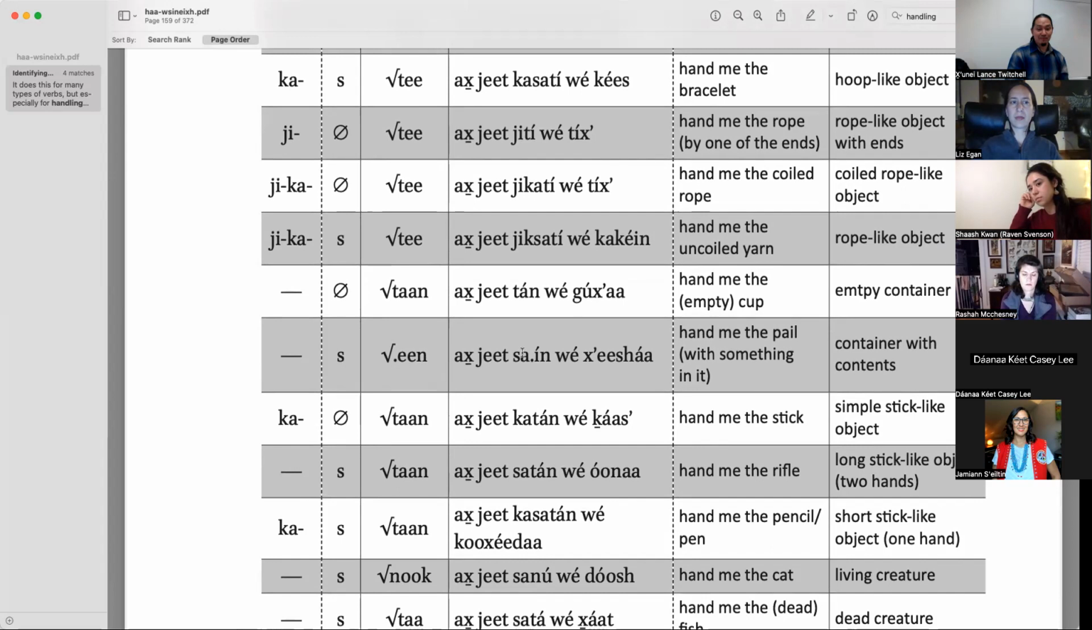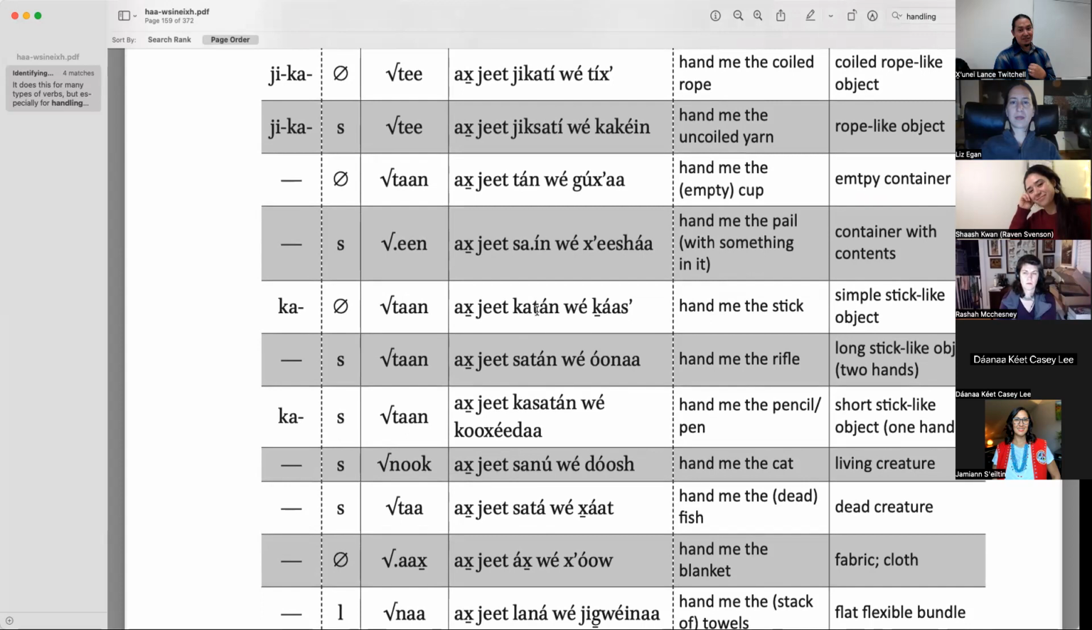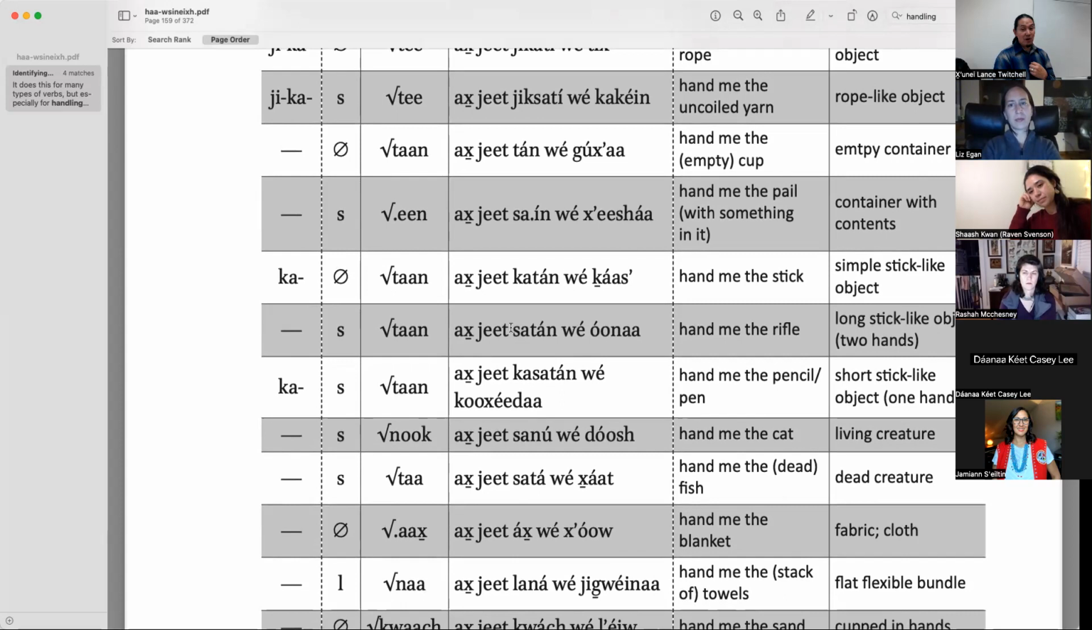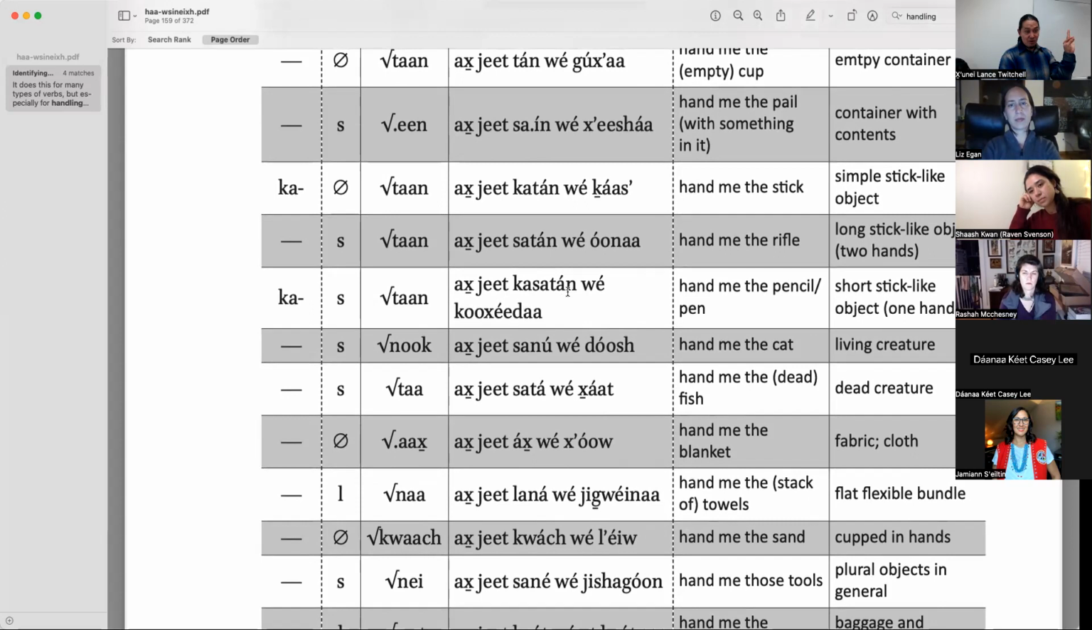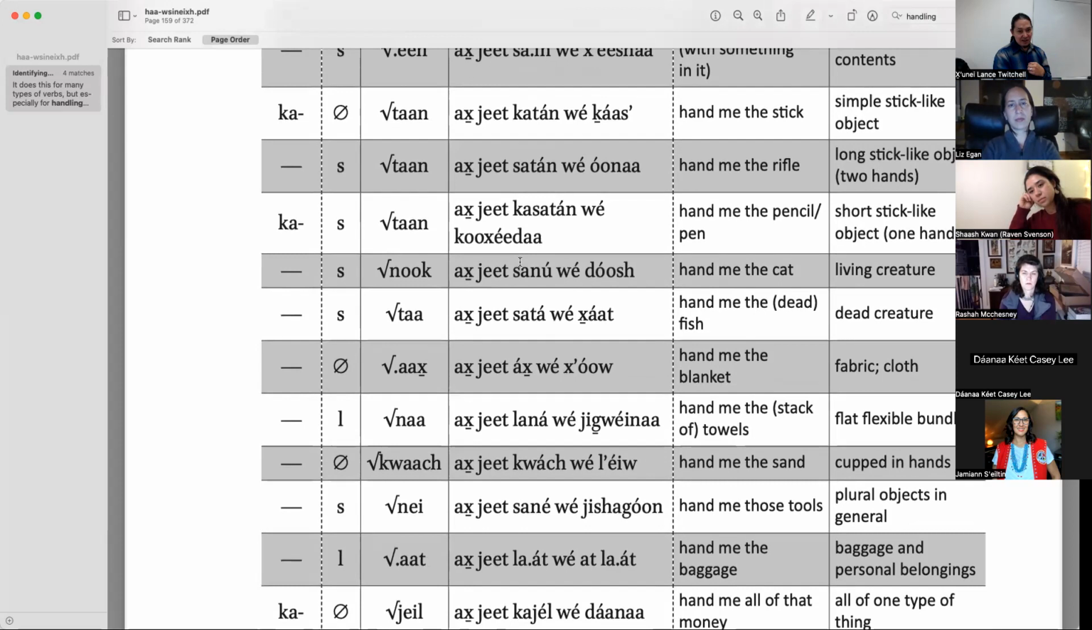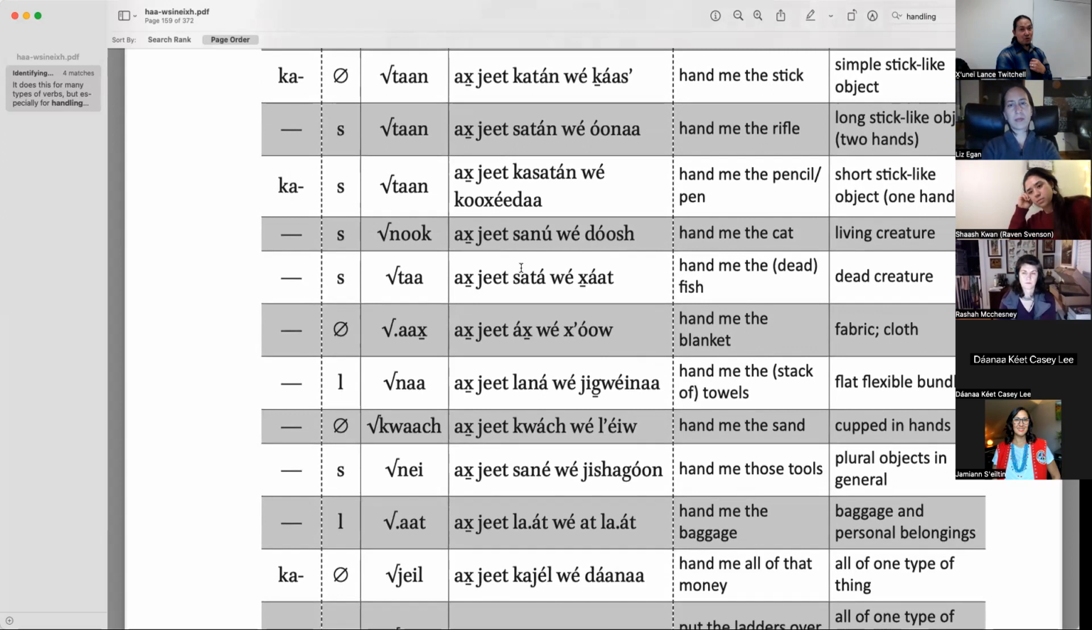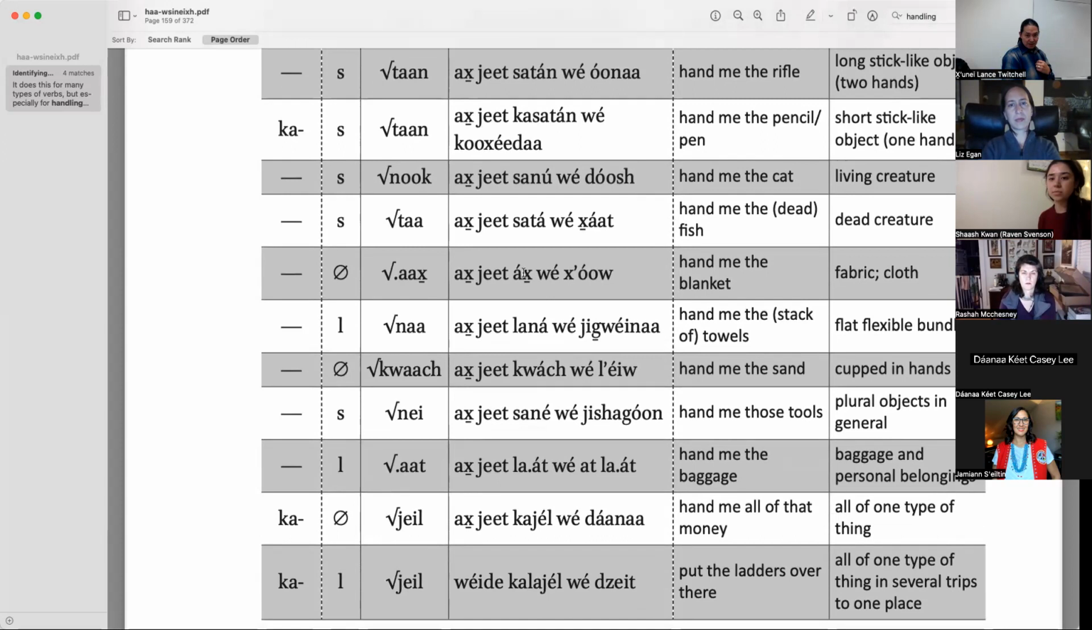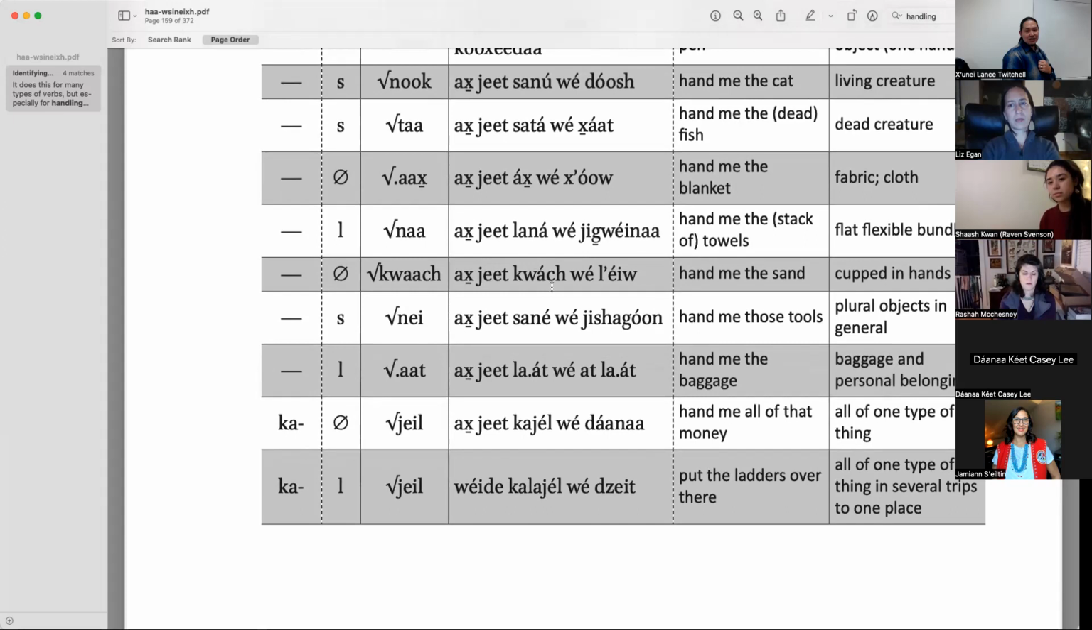Katan is a simple stick-like object. Satan is a long stick-like object that requires two hands. Kasatan is a stick-like object that you can hold in one hand, like a pencil. Sanu is a living creature, which would be ausanuk, so the K does fall off the end. Sata is a dead creature or an unconscious one. Ach is fabric or cloth. Shana would be a stack of fabric things. Quach, and you can also have kakwach, is stuff you cup in your hands, like maybe some sand.